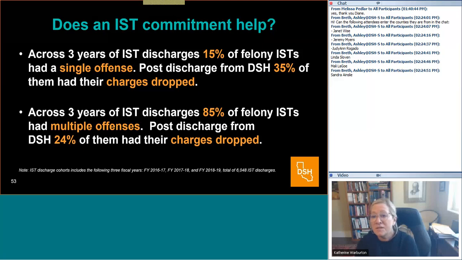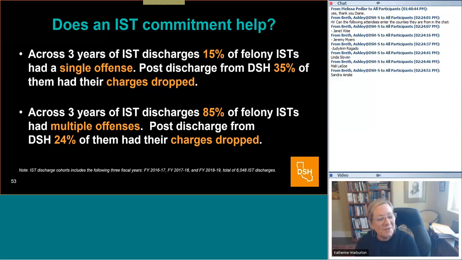So in 3 years, we looked at discharges. 15% of those had just one offense, and of those, 35% had their charges dropped. That's a lot. That's 1 in 3 had their charges dropped. 85% of the people that we'd admitted had multiple offenses, and the charges dropped for that group was 24%.